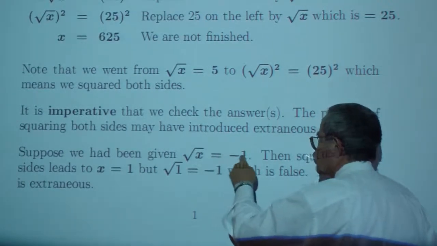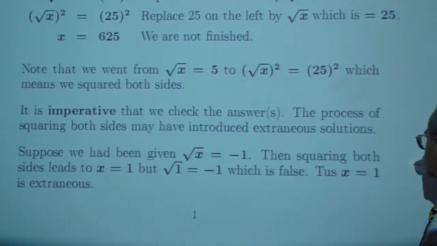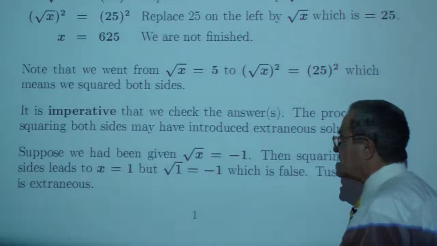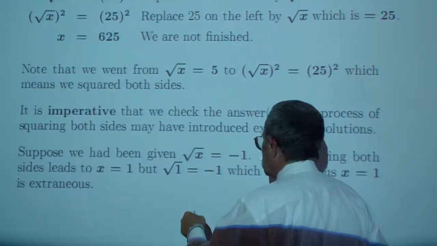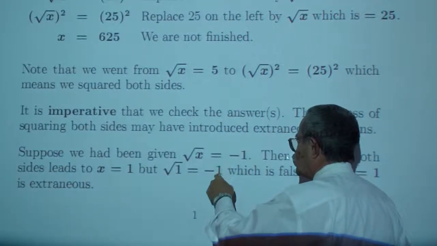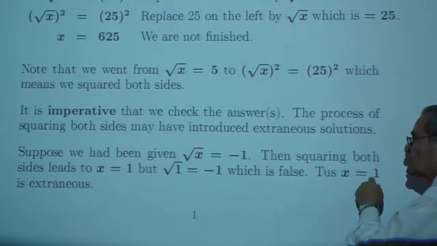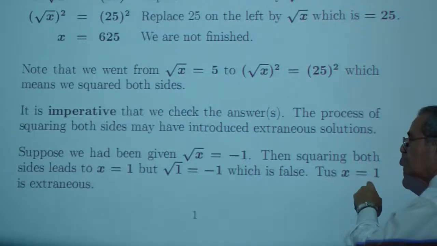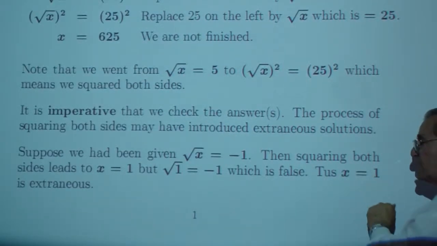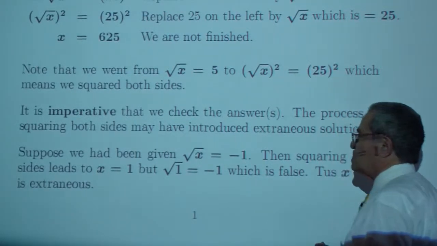Suppose we had been given square root of x is negative 1. Then squaring both sides leads to x, which is 1. But square root of 1 is not equal to negative 1, which is false. Thus, x, which is 1, is extraneous.